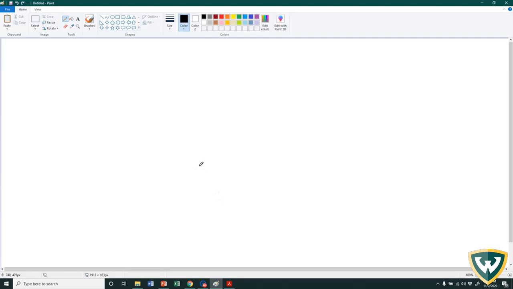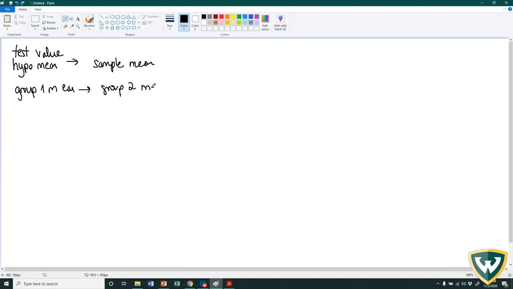Let's now talk about the independent samples test. In a one sample test, we compare the test value or hypothesized mean to our sample statistic, sample mean, right? In an independent samples test, we will compare two groups' means. So group 1 mean to the group 2 mean. That's it. That's the only difference.